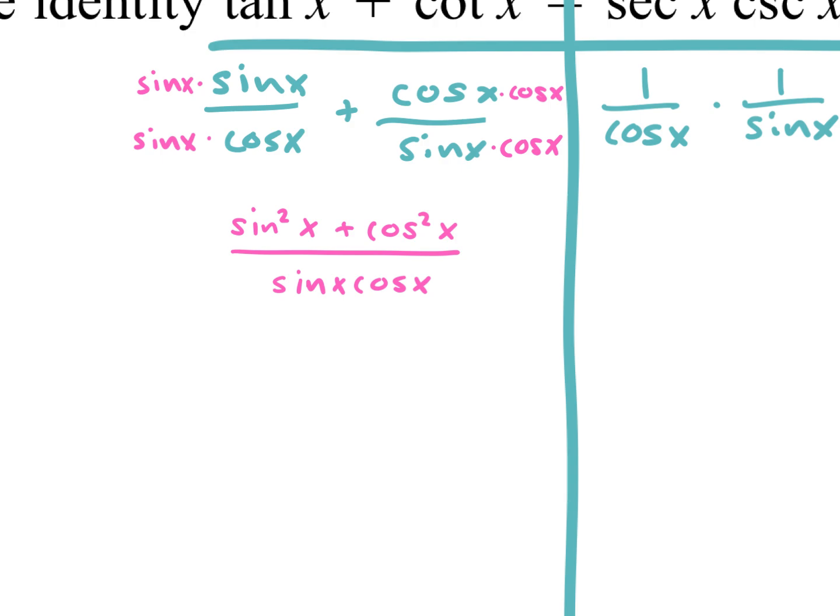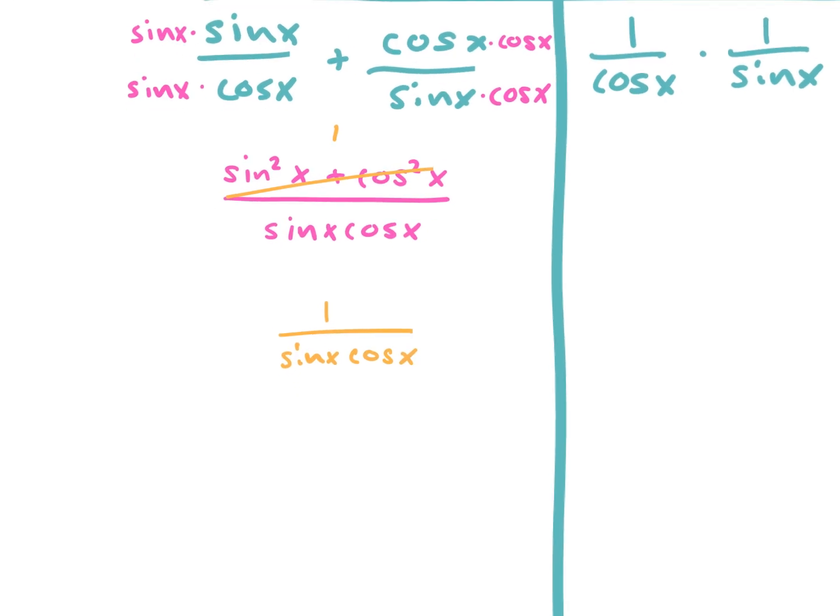Anything else we could do? Sine squared plus cosine squared is 1. So we have 1 over sine times cosine. And we can just split them. We can split it into two fractions to make it the same as what we are trying to do. So I could say this is 1 over cosine times 1 over sine.